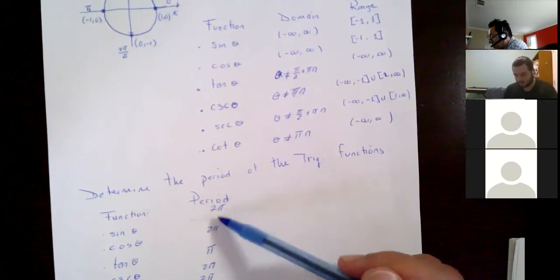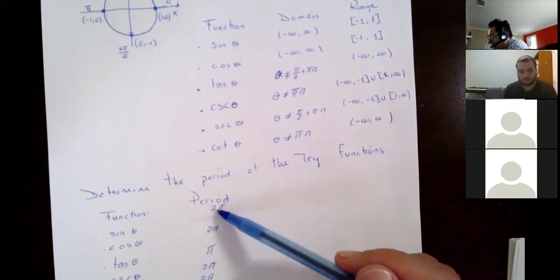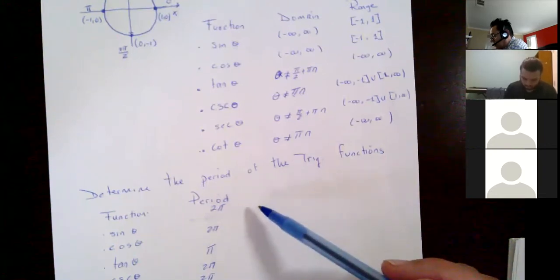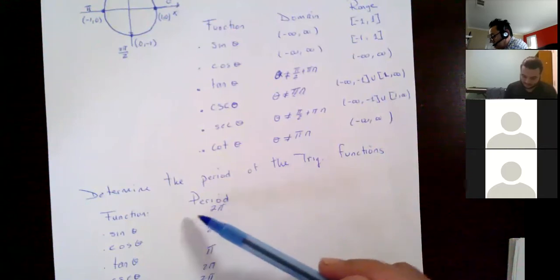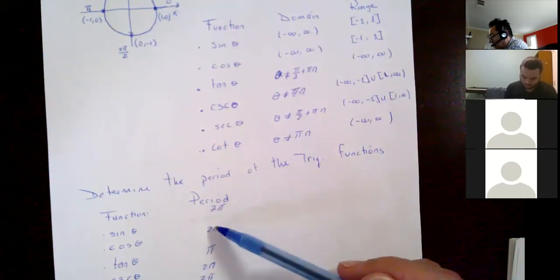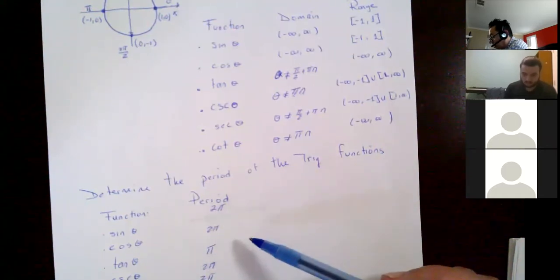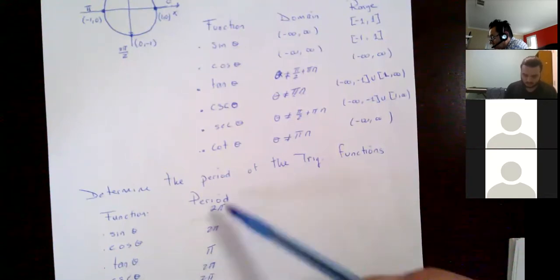The same for the cosine. And from there, it starts repeating again. The sine and cosine start repeating at 2 pi. It starts all over again. But notice for the tangent, the period is pi.